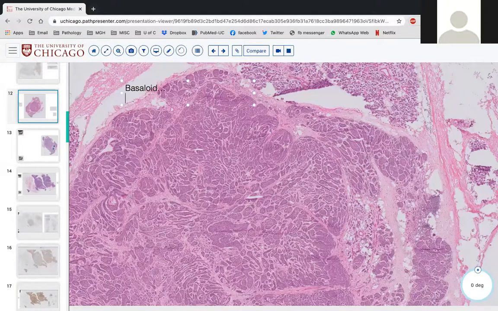Basal cell adenoma. When you think about a basal cell adenoma, you always have to think about a carcinoma. Basal cell adenocarcinoma. Okay, good. What else?